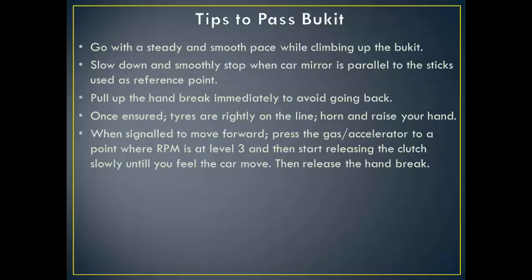When signaled to move forward, press the gas accelerator to a point where RPM is at least at level 3, which is 3000 RPM, and then start releasing the clutch slowly until you feel the car move. That is called the biting point. When you reach the biting point, then you should release the handbrake and then move forward gently. It's very important.